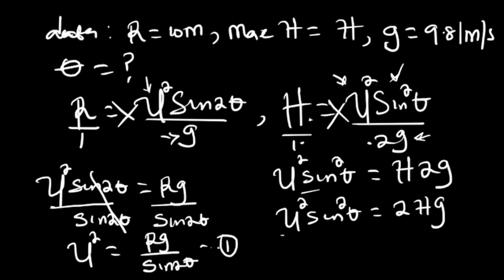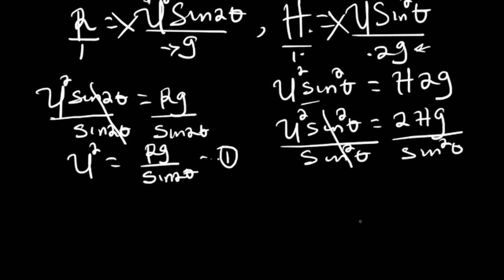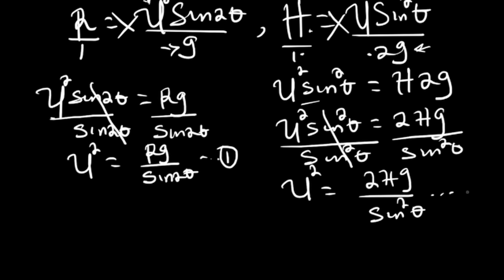Let's do that. Divide both sides by sine squared theta. This one, they cancel out. We now have that our u squared is equal to 2hg all over sine squared theta. We call this our equation 2.